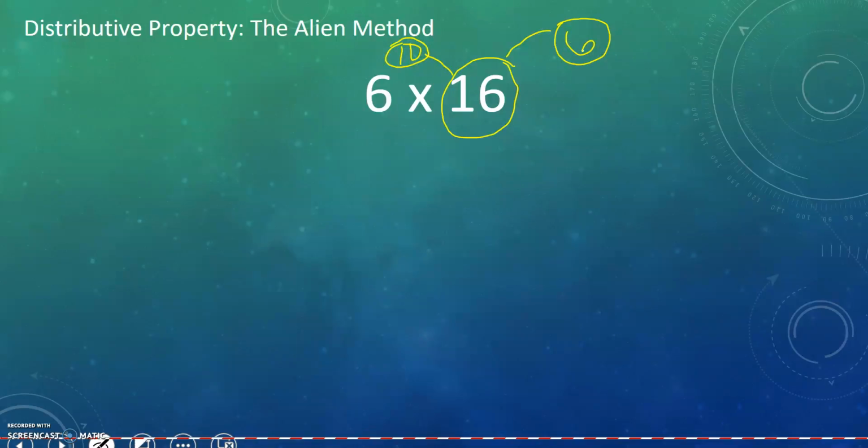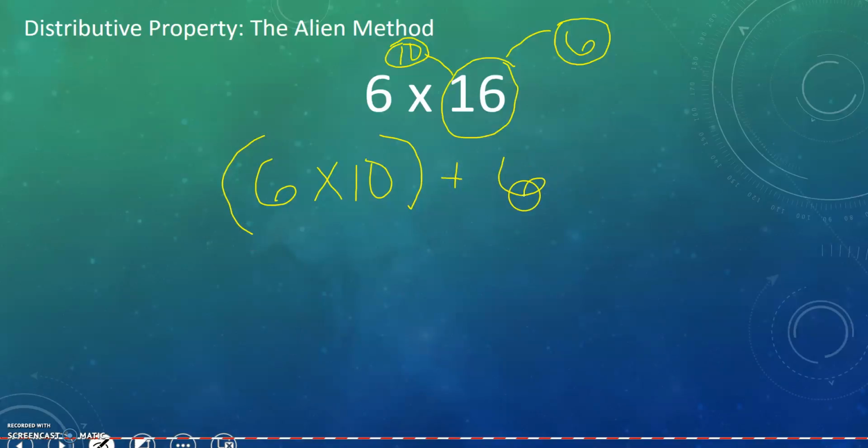Now when I write my new equation, I'm going to be multiplying 6 times 10, and I use my parentheses just to show that those two numbers go together. And then I'm going to do 6 times 6. Go ahead and pause the video, solve this problem on your own.